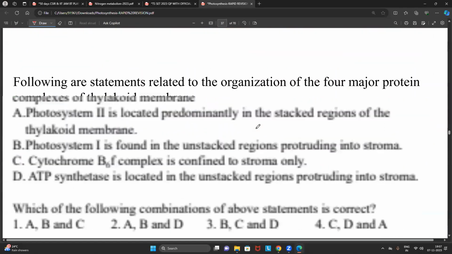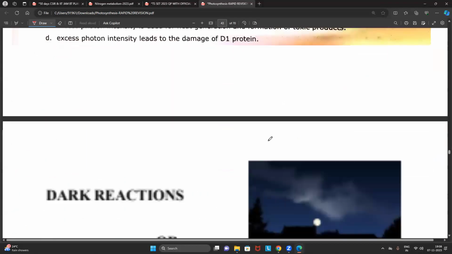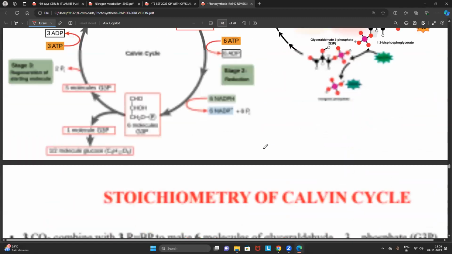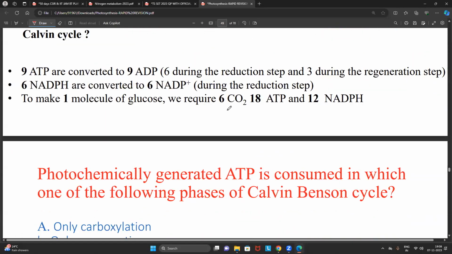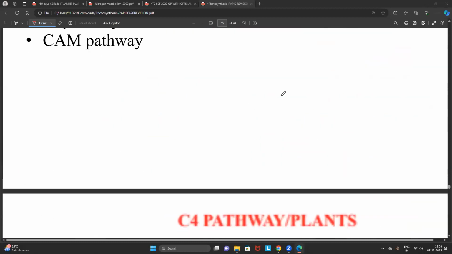Now, all the students, very quickly answer my question. Don't disturb me for 30 minutes. I'm going to complete the entire photosynthesis right now. Every one of you quickly answer: what is the name of the carbon acceptor in the C4 pathway?